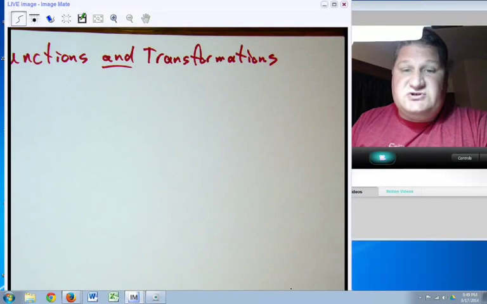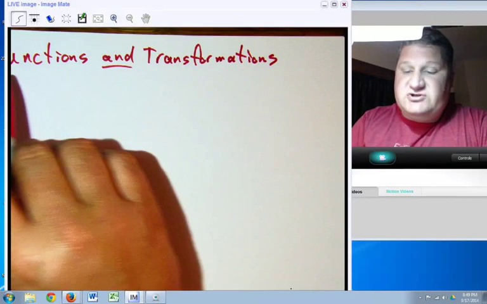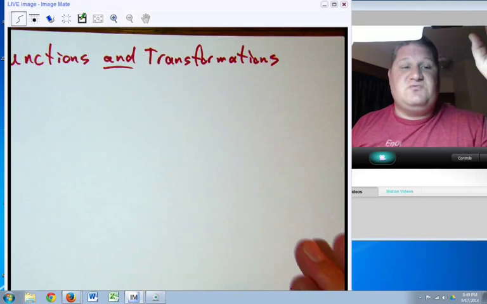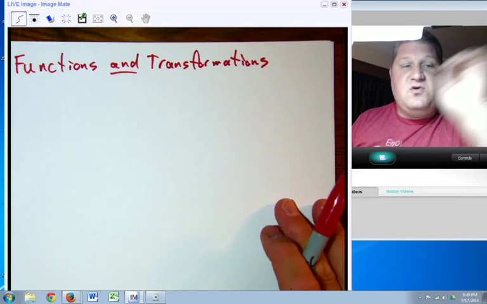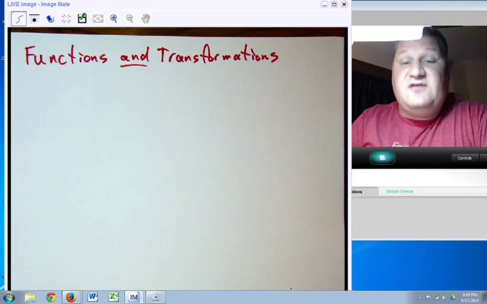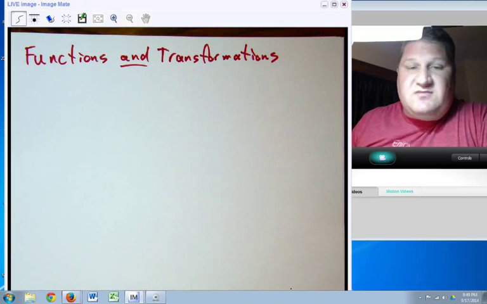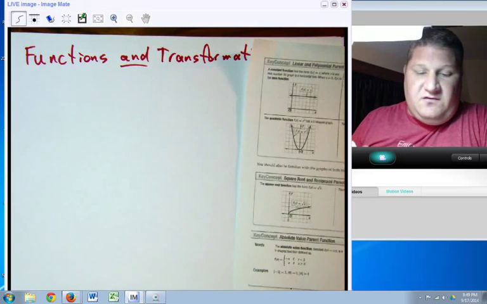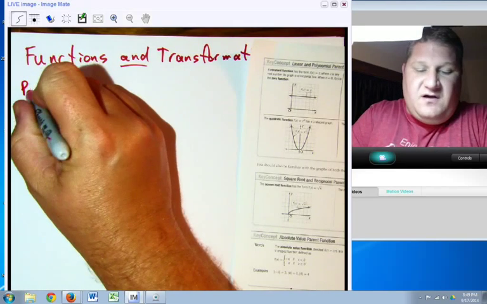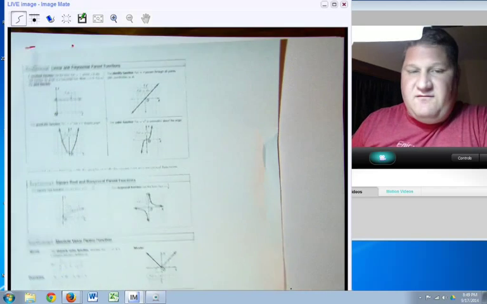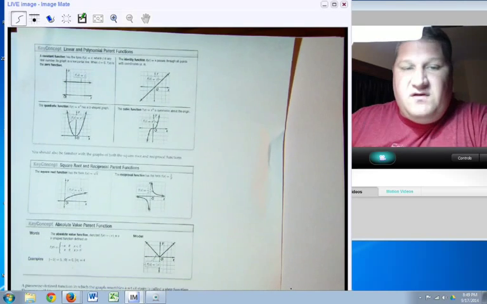Okay, ladies and gentlemen, we need to talk about functions and transformations. Now, we've been talking about functions, what is a function, how we can work with functions, their behavior, different attributes of functions. Now we're going to talk about the functions themselves. On page 45 of your book, or included with this information, you have the graphs for the various parent functions.